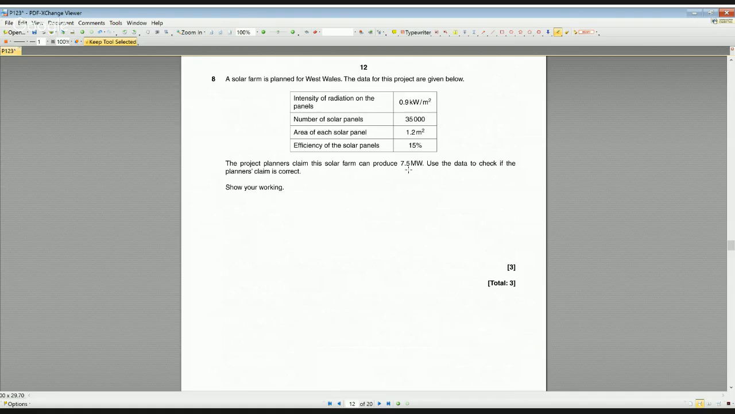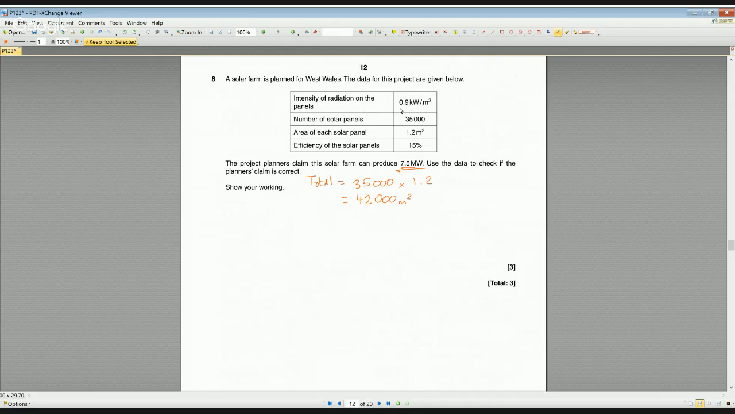Planners say the farm will produce 7.5 megawatts. We need to use the data to check if that's true. Obviously, we need to reach some conclusion at the end. So the first thing to do here is to work out what the total area of solar panels for the farm will be. And from that, we can then work out how much energy is coming in, and therefore how much energy is coming out using the efficiency. So we know there are 35,000 panels, and we know that each panel is 1.2 meters squared. So that gives us a total area, by multiplying those two numbers together, of 42,000 meters squared.